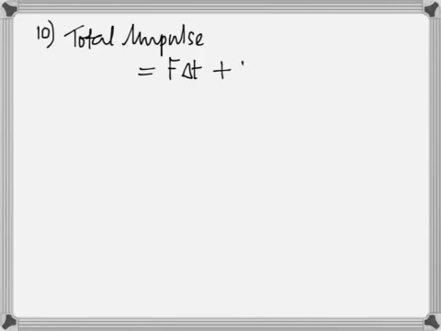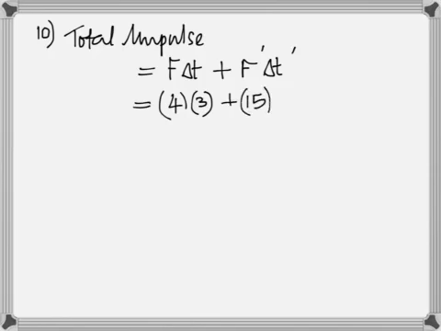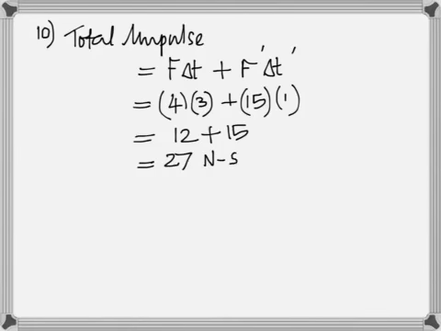Now onto the last question. You've got to find the total impulse. So find the impulses of each one individually and add them up. Impulse is F times delta t. So the first one is 4 times 3, first impulse. Second is 15 times 1. So that's 12 plus 15. That gives 27 Newton seconds.